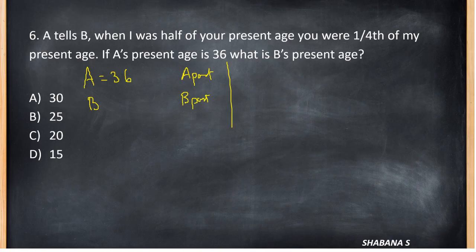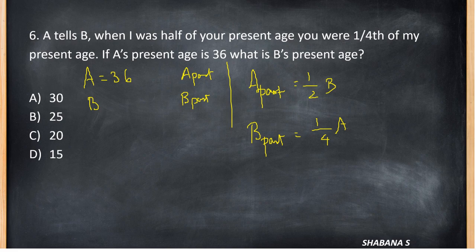So if we can put it in the equation form, and I was half of your present age, so I'll take A past should be equal to half of B, and B past is nothing else but 1/4 of A. So this is what the statement says. And as we know, the difference between their present ages should be equal to the difference between their past ages. So A minus B should also be equal to A past minus B past.